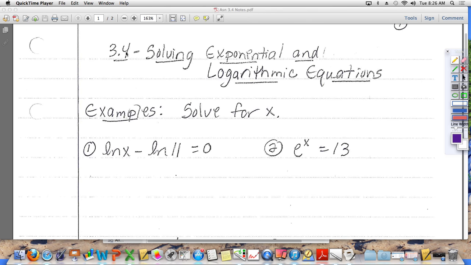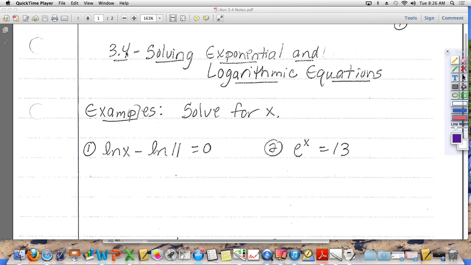Solving exponential and logarithmic equations. And all we're going to do today is practice solving for x when we have logarithms. First of all, I'm going to show you, I don't know, like 11 examples or something. And I think the best way to show you this is just to show you examples.